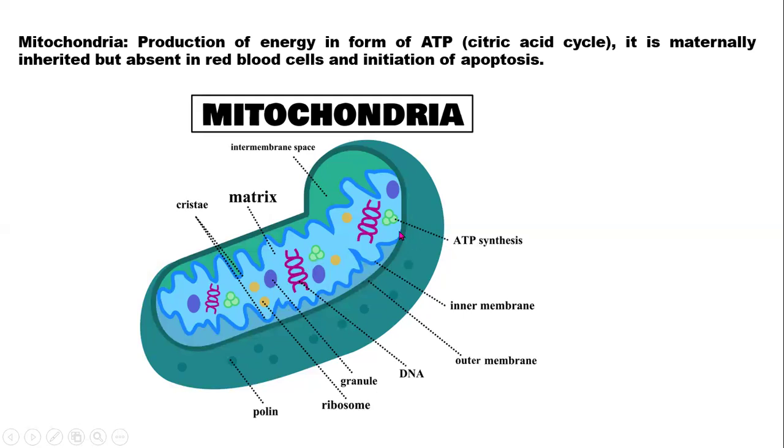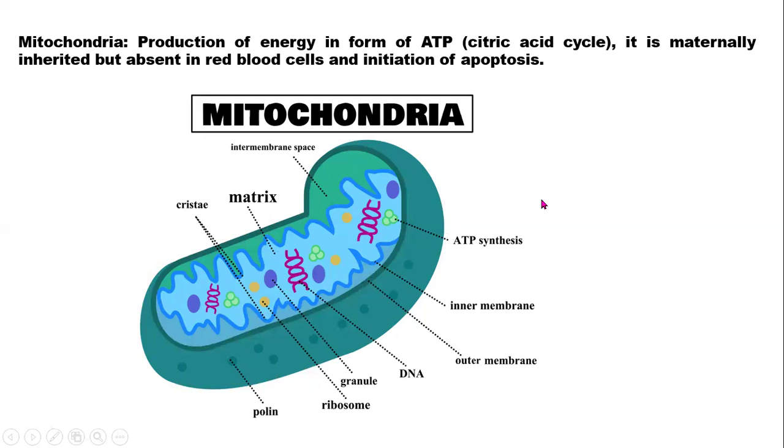So you have ATP synthesis taking place in the what? Inner mitochondrial membrane. So this is the inner membrane where ATP synthesis is taking place. And you have the outer membrane. Look at the outer membrane, okay? And this is the what? Intermembrane space. And this is the matrix. So look at it. It's been labeled very well. So take note of the labelings.